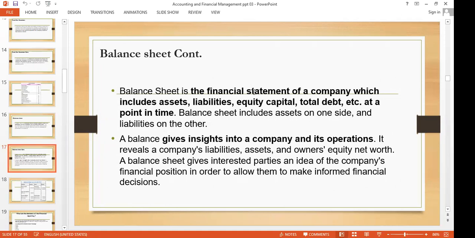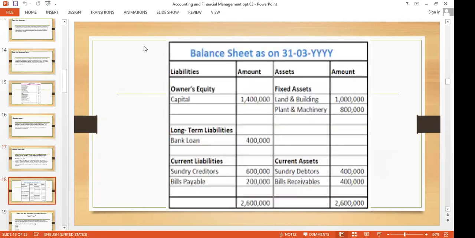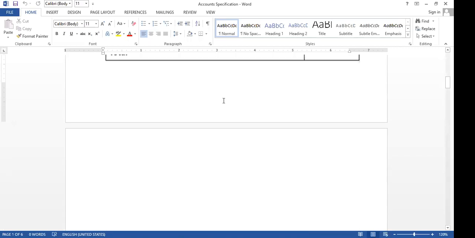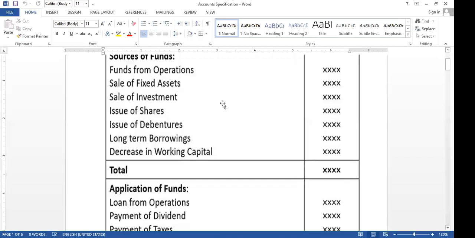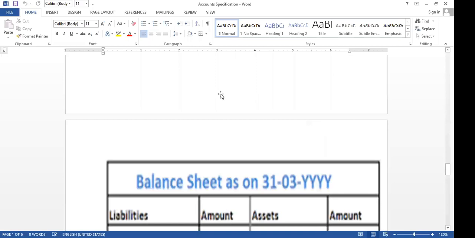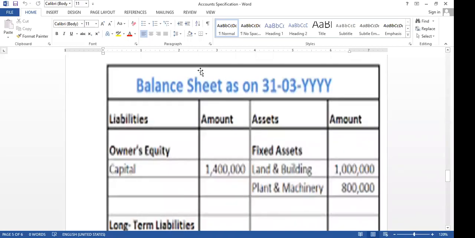Yes, sir. Okay. This is the specification of the balance sheet. This is the balance sheet. Firstly, we write the name, and secondly, we write the date of the statement. Balance sheet as on 31st March 2022, 2023, or any other date. We also prepare it for a given time period.